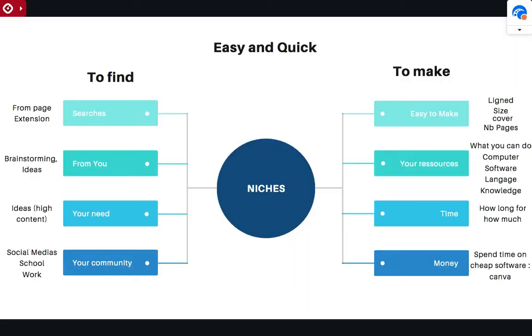So first of all, to find an easy and quick niche to sell books, you need to find something and make something. You need to find your niche through searches. There is an extension that I will show you in a few seconds, and this shows me what people are looking for right now. What is the demand right now? You need to make your notebook very quickly, and it has to be very easy to make quickly. I hope it's clear. So I'm going to show you the search that I'm making.